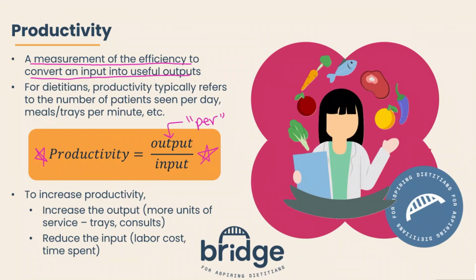But this productivity equation pops up again and again. Meals per labor hour, maybe labor minutes spent per meal, cost per meal, even things like inventory turnover rate is an application of this productivity equation. So when you see the word productivity on the RD exam, try to think about it this way. How much are we getting done compared to how much are we putting in? If you can increase your output or reduce your input, then your productivity will go up. And with that, let's work through an example.